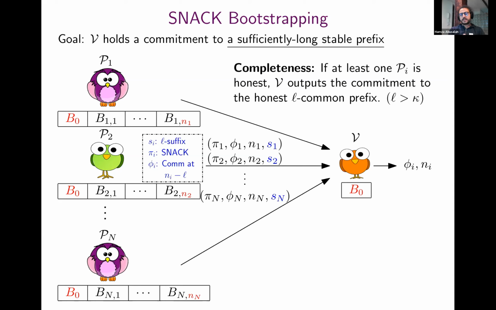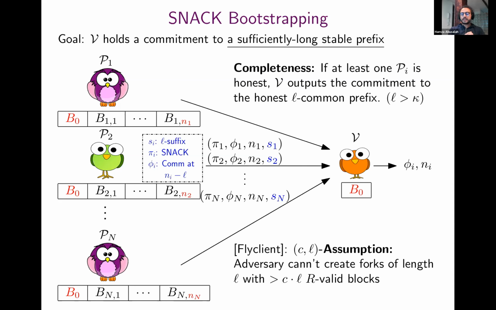And L is a fixed number bigger than kappa, where kappa is the k-common prefix property of the underlying blockchain, which we assume is satisfied. How large is this L, and what kind of number is that? This comes from an assumption that we make on the adversary and its computational power. This assumption was initially made by the FlyClient protocol. It's called the CL assumption. We refine it and adapt it to our work.